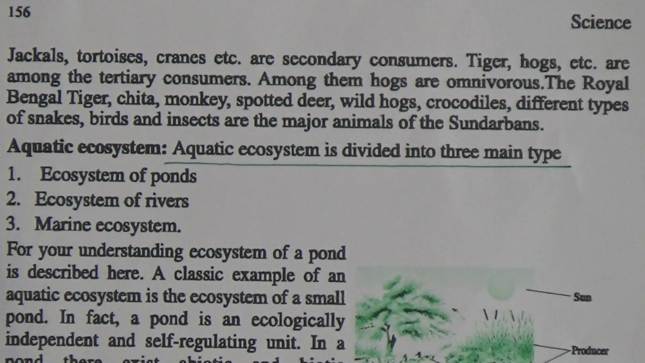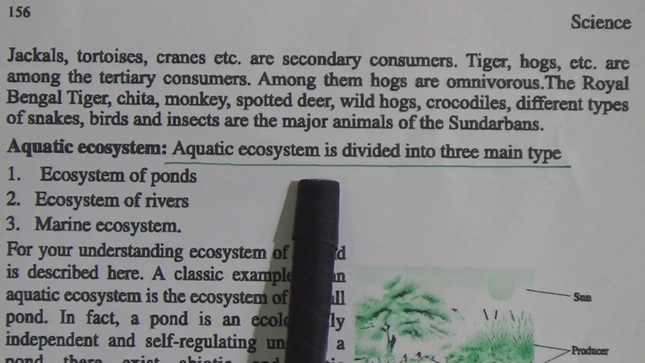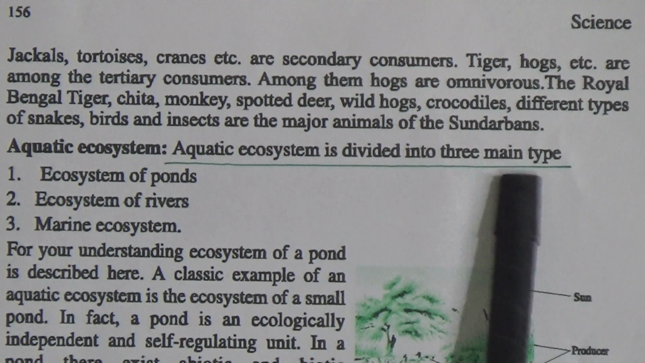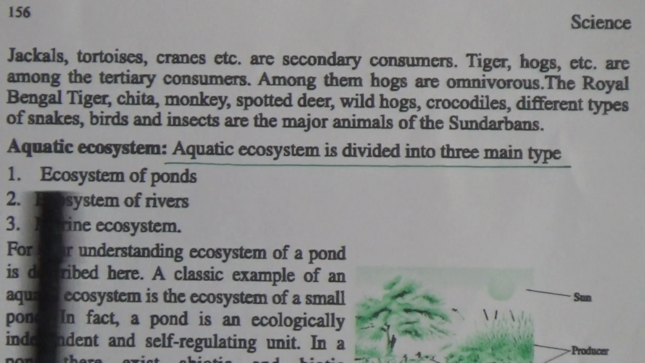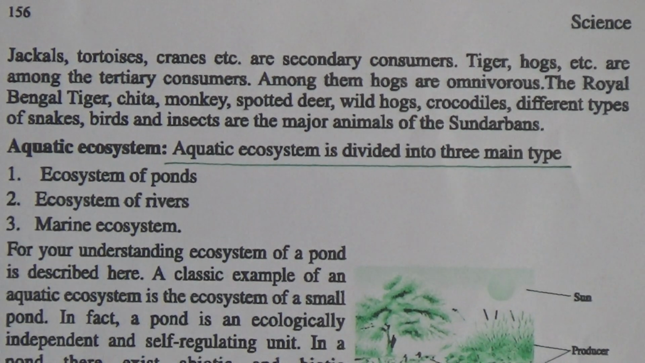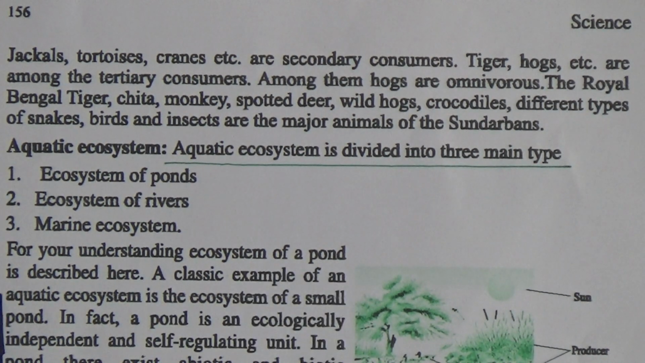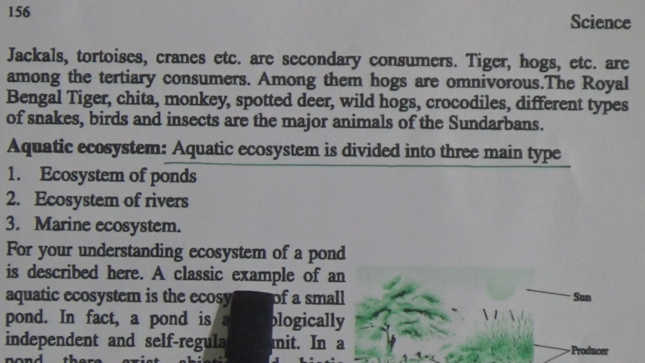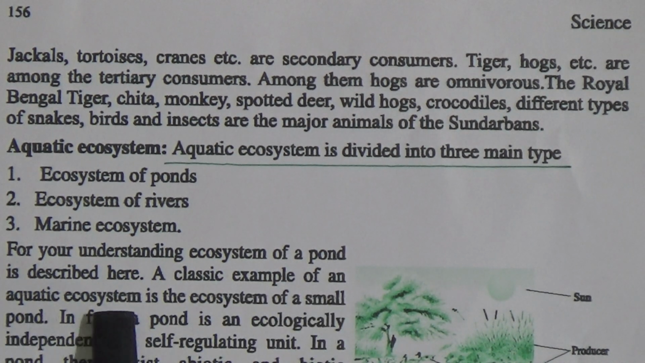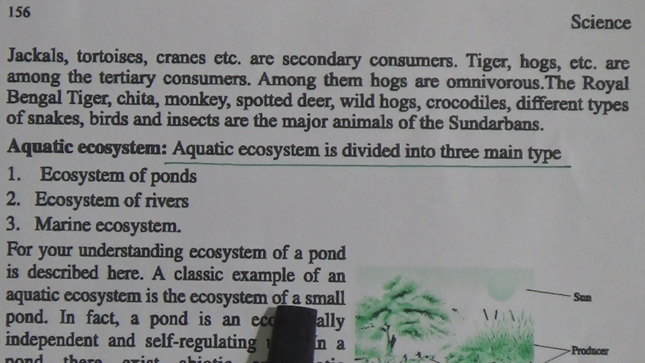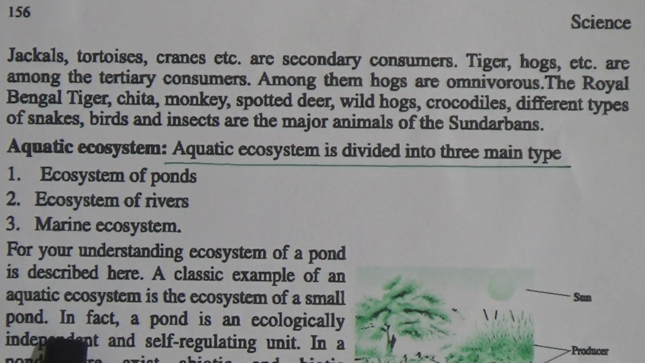Now come to here, aquatic ecosystem. Aquatic ecosystem is divided into three main types: ecosystem of pond, ecosystem of rivers and marine ecosystem. For your understanding, ecosystem of a pond is described here. A classic example of an aquatic ecosystem is the ecosystem of a small pond. In fact, a pond is an ecologically independent and self-regulating unit.